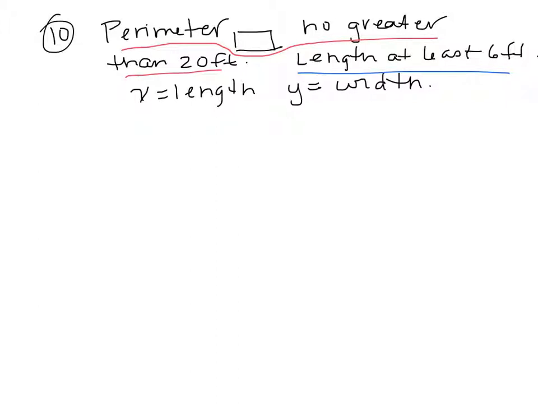Recall that the perimeter of a rectangle is twice the length plus twice the width, and this can be no greater than 20 feet. In other words, 20 feet is the maximum, the most it can be. So this number here, whatever it is, has to be less than or equal to 20.